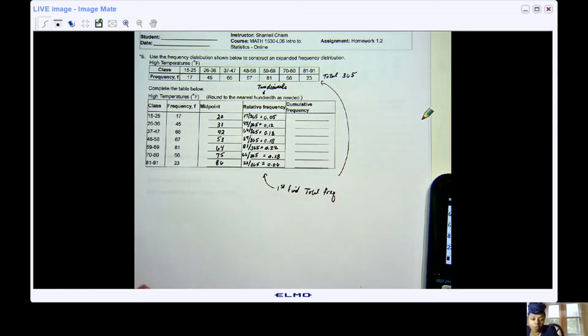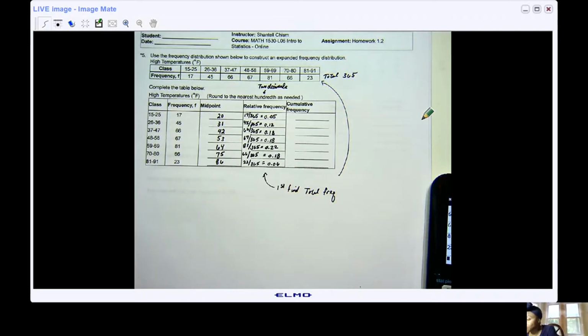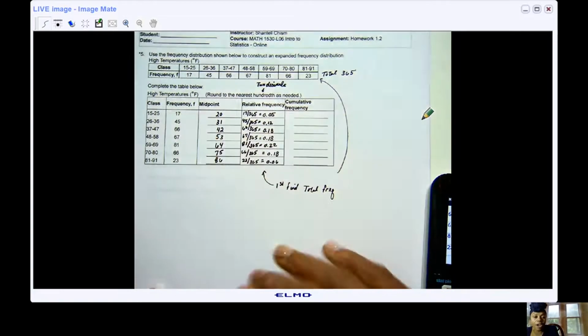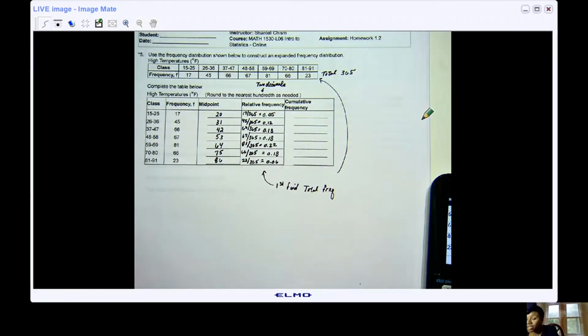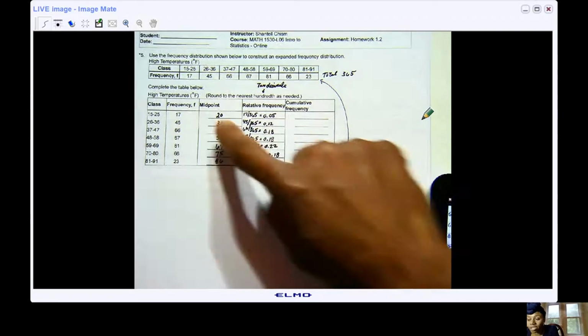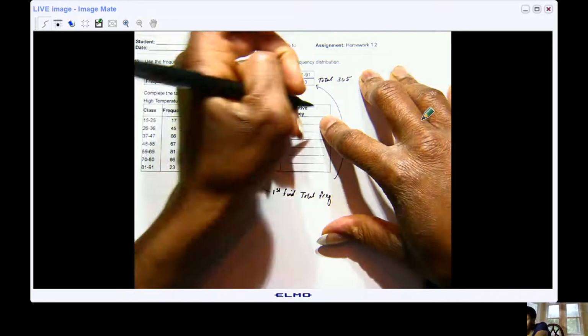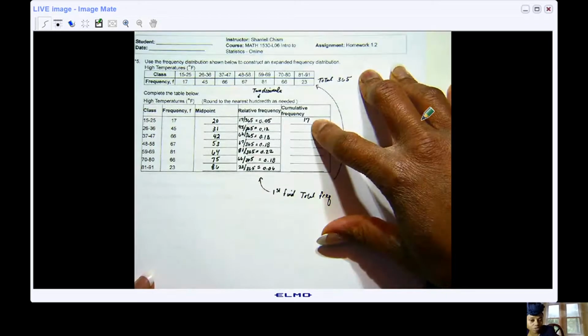All right, now cumulative frequency, this is the sum of the frequencies of a class and all classes before it. Okay, so cumulative, think sum, think like as you go through the list, you're adding. So that first class, there is no class before it, so its cumulative frequency will match its frequency. So that first class has a cumulative frequency of just 17. There's nothing before it.